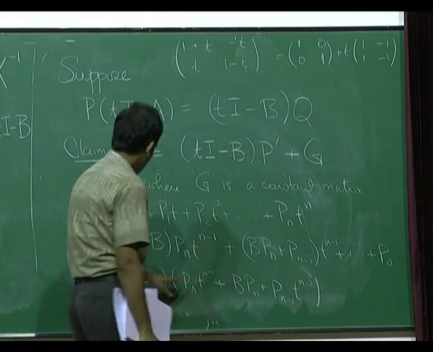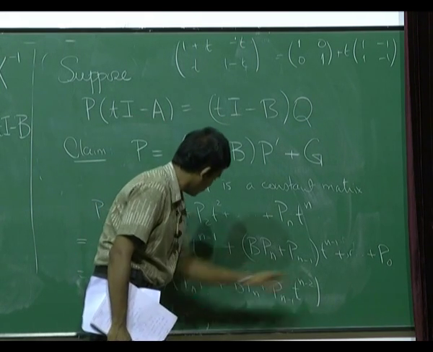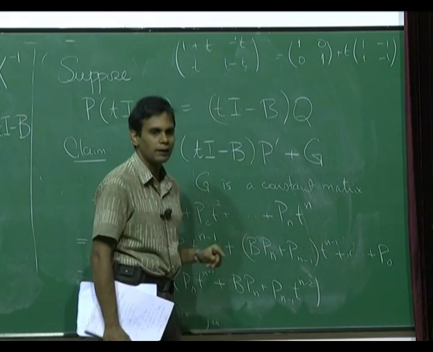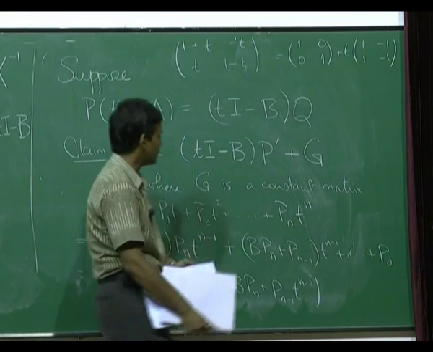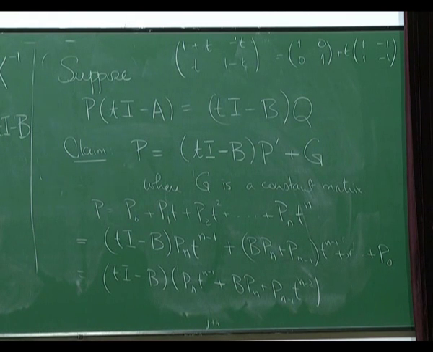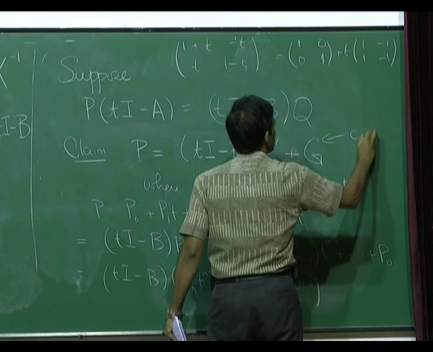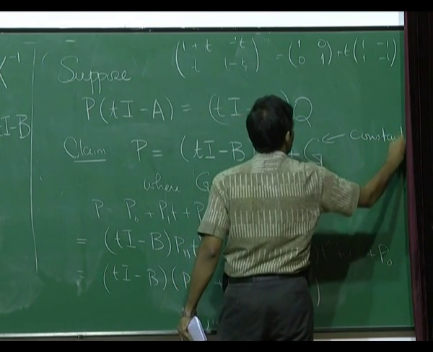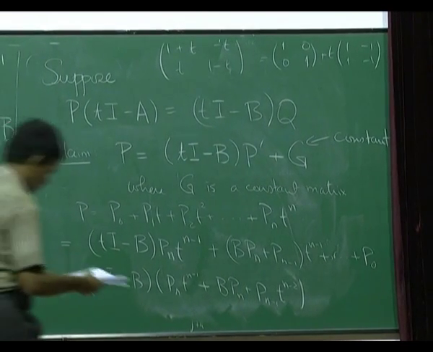You will have larger and larger expressions here, tI minus B times some polynomial of degree n minus 1, and the final remainder will just be a constant polynomial. Try it out in some example. It's just like long division. So this can be done where G is constant.